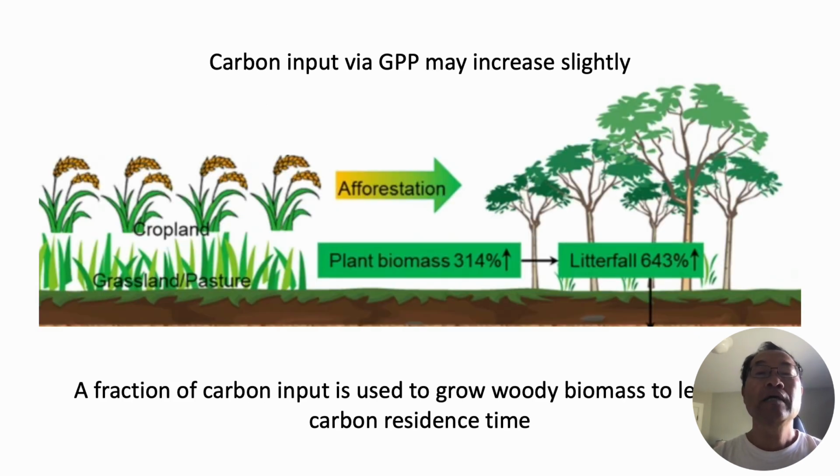Now let's examine how those two parameters change with afforestation. When we convert a cropland to forest, carbon input via gross primary production may increase slightly or may be even similar. But there are fractions of a carbon input that's used to grow woody biomass, so that residence time for carbon in the ecosystem increased.